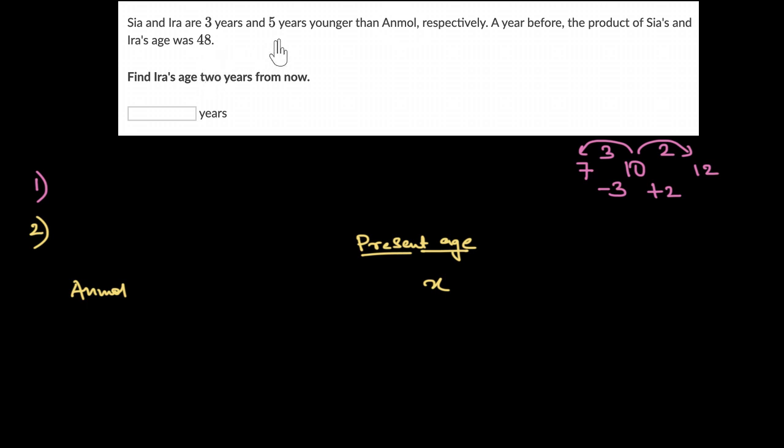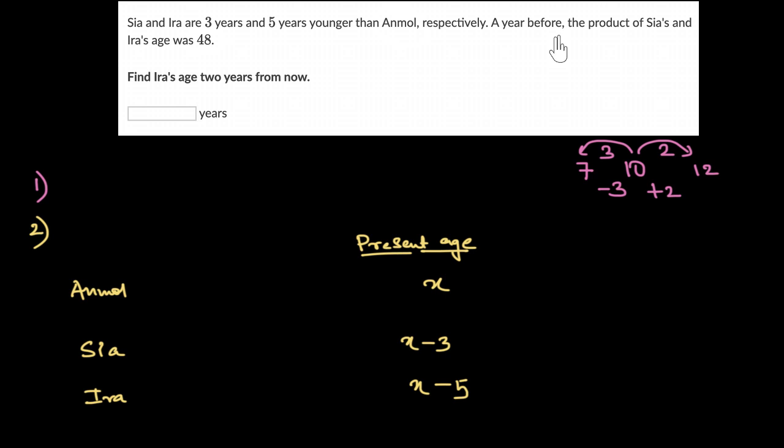Now Sia and Ira are 3 years and 5 years younger than Anmol. So this is Sia's age, and this is Ira's. Sia would be 3 years younger than Anmol, that is X minus 3, 3 years less than Anmol. And Ira is 5 years younger than Anmol, that is X minus 5. So our job for the first statement is done. Now let's move on to the second statement.